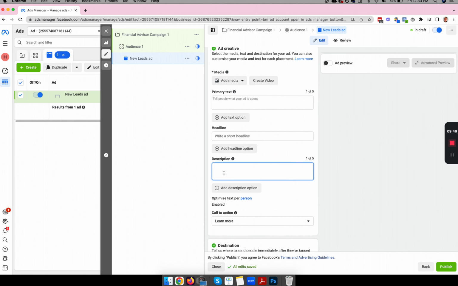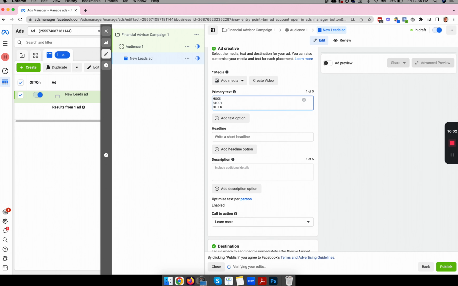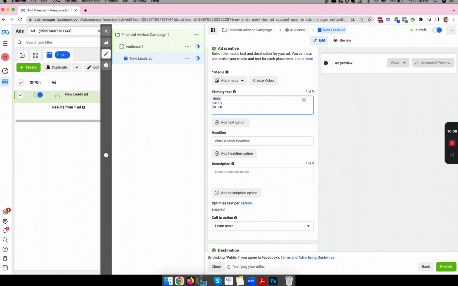So for you to write a good ad copy, I usually follow a format of hook, story, offer. Okay, so hook: why should I watch this ad? Why should I read this ad? Story: explain to me what you just said. Offer is why should I click off of Facebook and go to your website?